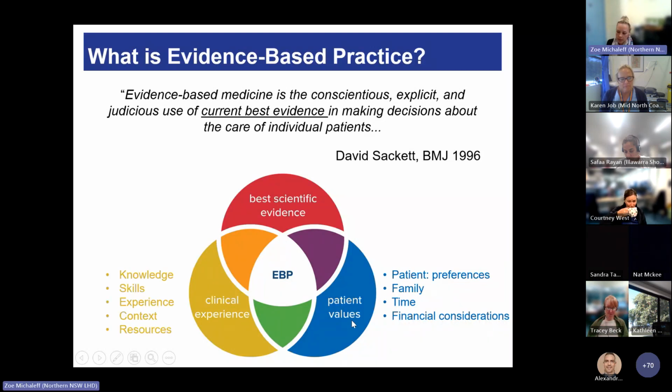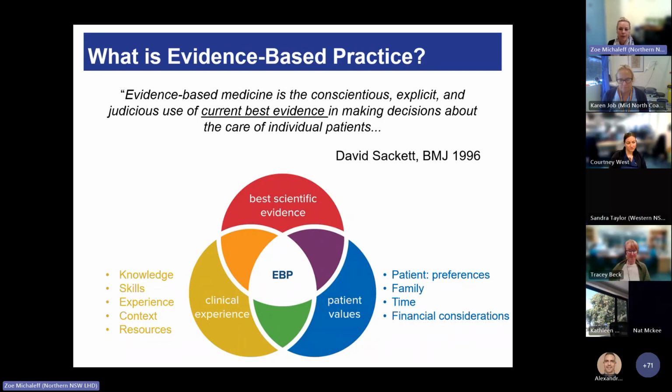And thinking about clinical experience and expertise, we're talking about your knowledge, skills, and experience. And as the definition of evidence-based practice has evolved over time, increasingly it's recognised that the context, so the setting that you're working in, and the resources you have available have a huge impact on the decisions you make and the care that you provide.